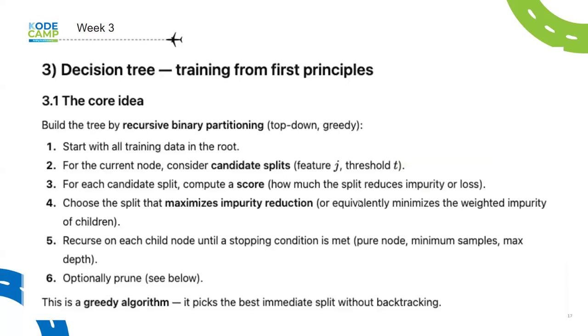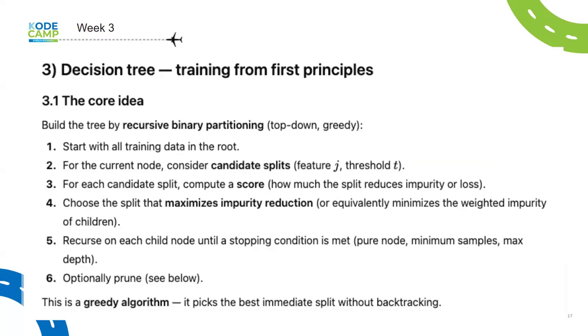So the question now is, if you have that, how do you train a model? The idea for training a decision tree model is you build a tree by recursive binary partitioning. What I just did now, we'll now encode in code. Start with all the training data in the root. The root is the first node that you check.